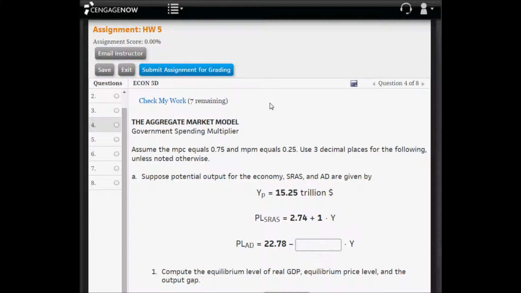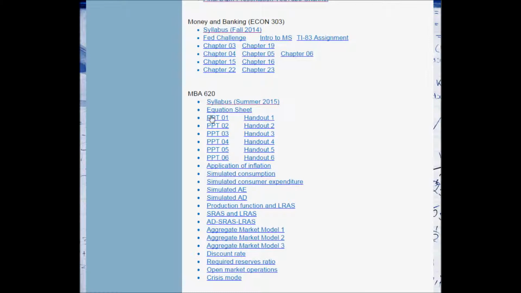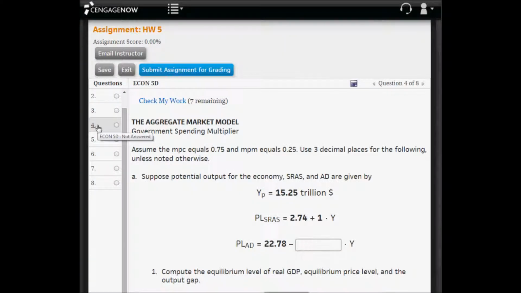In problems 4 and 5, we're going to use a different simulation. On my teaching page under MBA 620, you're going to download and open Aggregate Market Model 3 to do problems 4 and 5. The reason we're using a different simulation is that there are far fewer inputs. The MPC equals 0.75 here, the MPM equals 0.25.